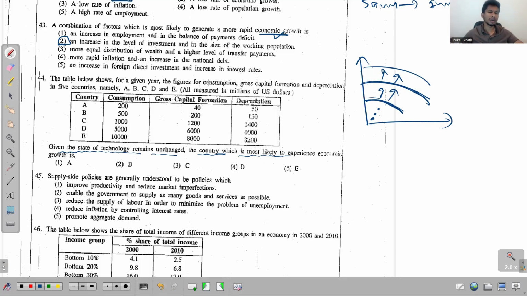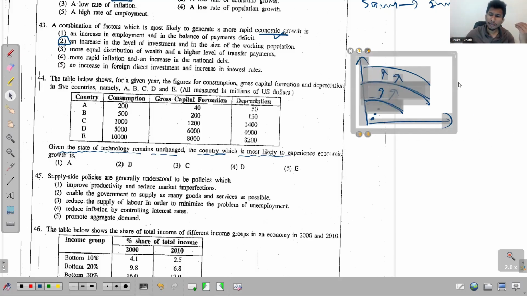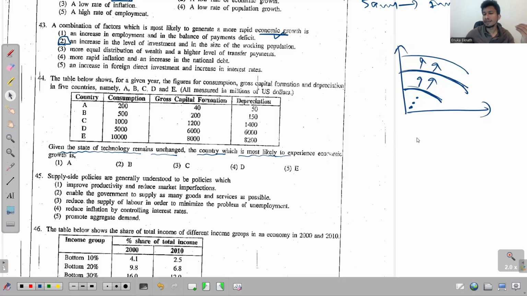So once again, it's about economic growth. As I explained earlier, when economic growth happens, the productive capacity increases. For productive capacity to increase, there are mainly three reasons. The amount of resources should go up. If not, the technology should increase. If not, the productivity should increase.